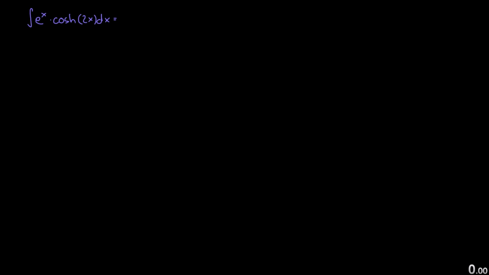Today we're going to look at the integral of e to the x times the hyperbolic cosine function of 2x dx. And we're going to approach this in two different ways. First, I am going to solve this integral by partial integration, and after doing it via partial integration, I'm also going to do it by the identity of the hyperbolic cosine function.